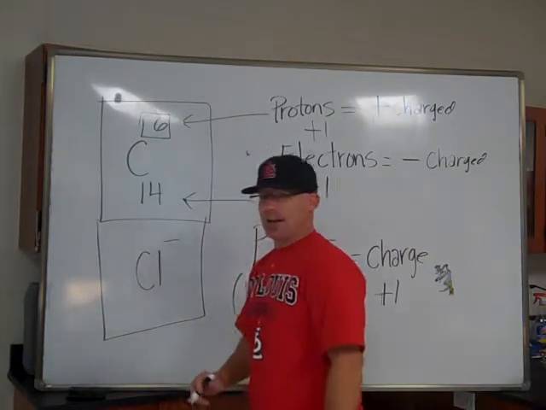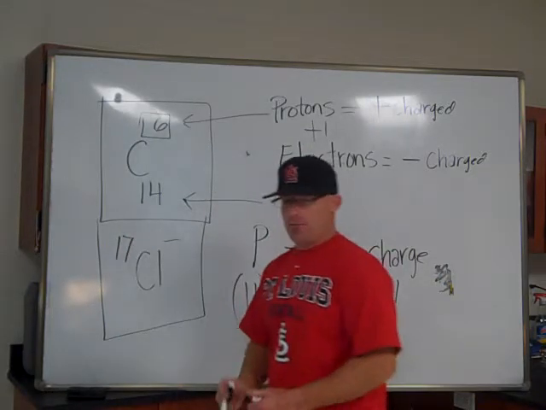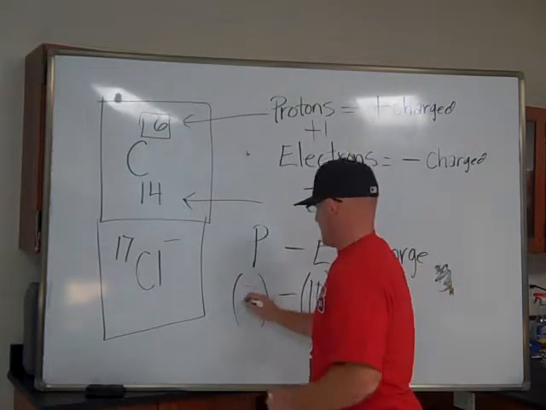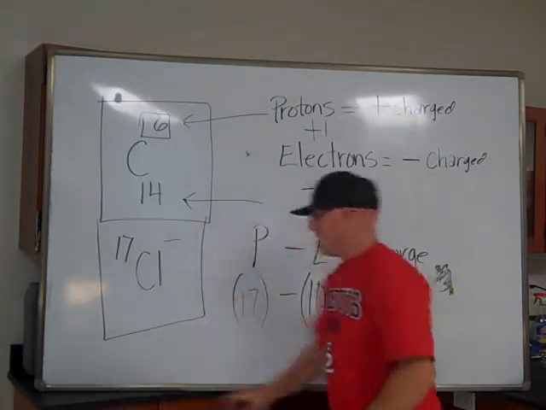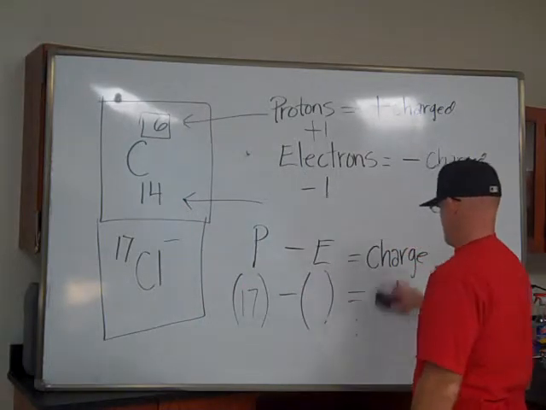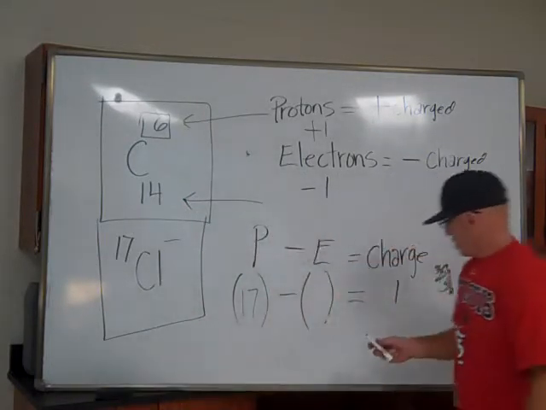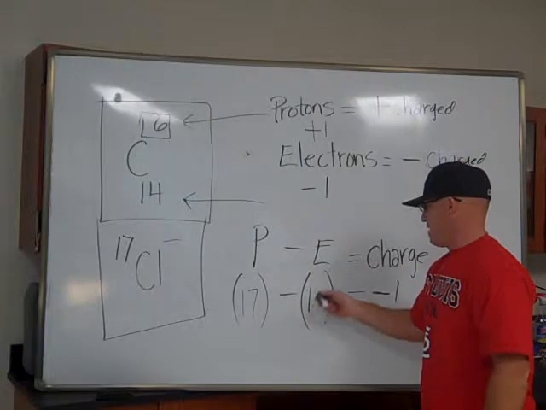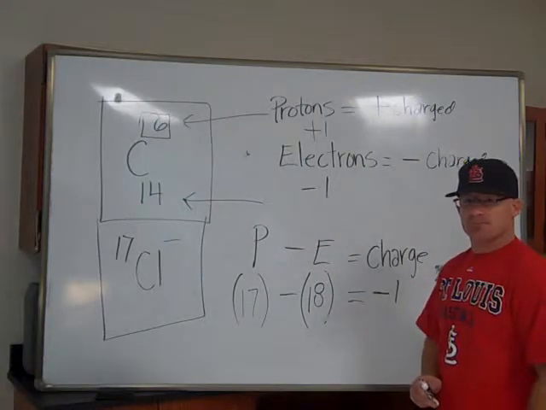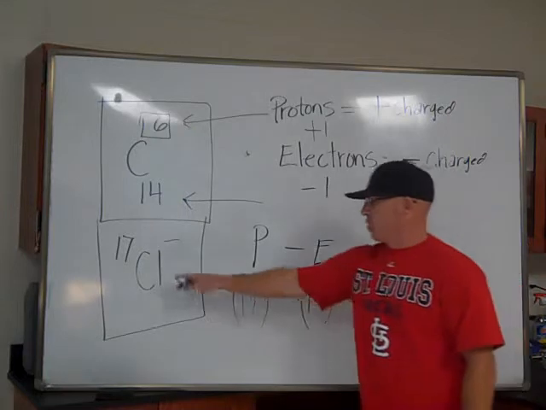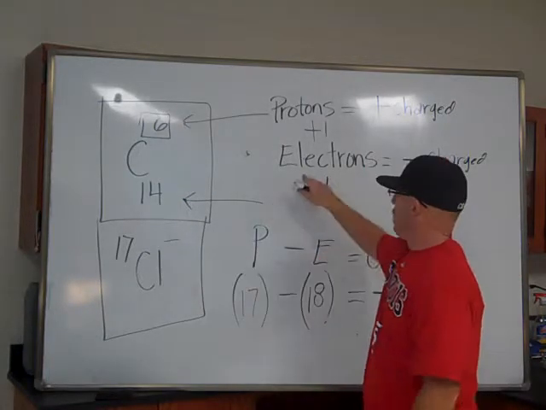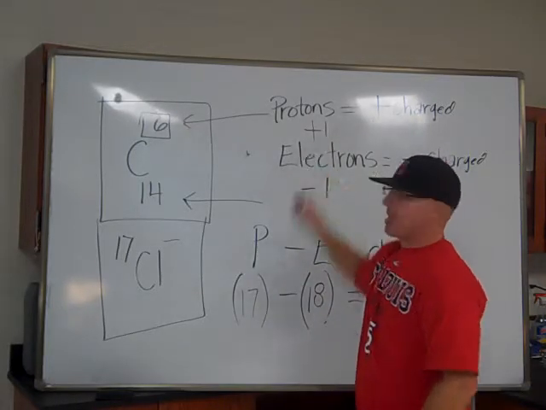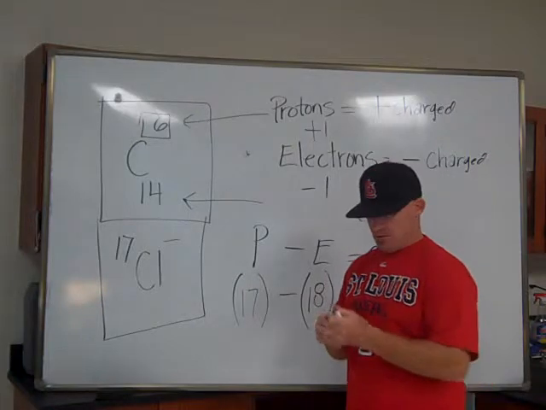Chlorine is typically found as a negative, and it's number 17 on the periodic table. So, I know one thing about chlorine: it's got 17 protons. Now, chlorine has a -1 charge. So we've got to get over here and get -1. So, this would be 18. Chlorine in this form has an extra electron. It's got 1 more negative charge than positive charges to give it that charge.